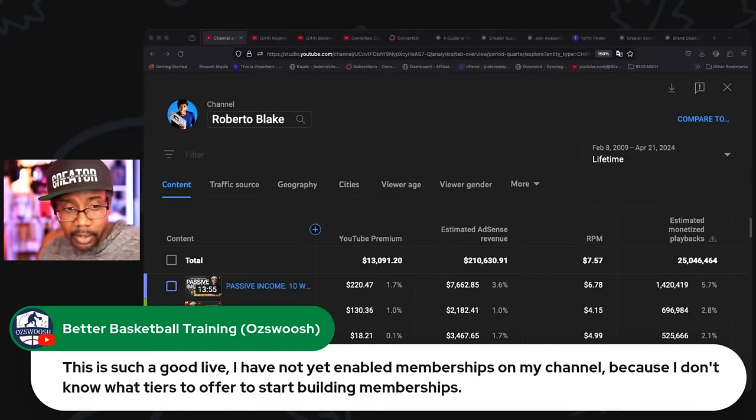Of the $7, let's say the government taxes 20% of that. So the government's going to take $1.40 from you. So now you're down to $5.60. So you started out getting $10 per member. Okay.